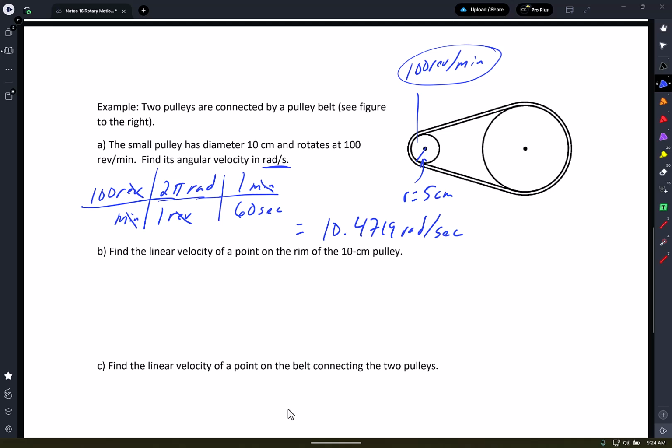Okay. Find the linear velocity of a point on the rim of the 10 centimeter pulley. Okay, so that means they want the linear velocity of right there. That rim is touching that belt. Do you guys see that? All right, so here we go. I guess we can start with this. Do you guys want to start with that?